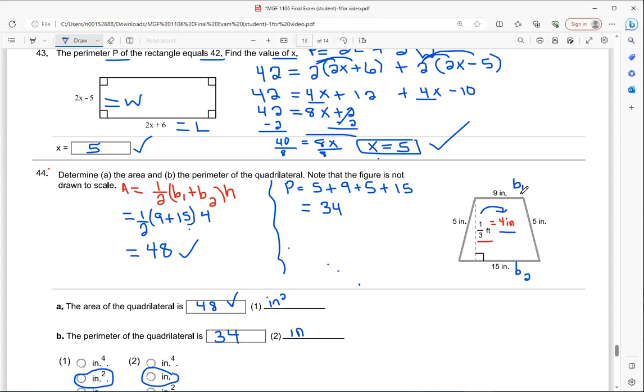For the perimeter, we're going to add all the lengths around this trapezoid. So 5 plus 9 plus 5 plus 15, we get 34. 34 inches.